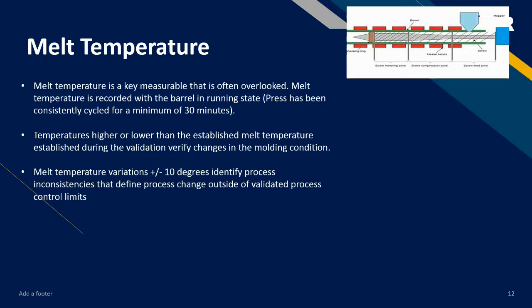Melt temperature variations of plus or minus 10 degrees identify process inconsistencies that define process change outside of validated process control limits. Now, an example of this might be that you have a heater band that's not performing properly. The melt temperature was originally 435 degrees Fahrenheit, but now you're getting a reading of 415. That can point towards a problem with the barrel.